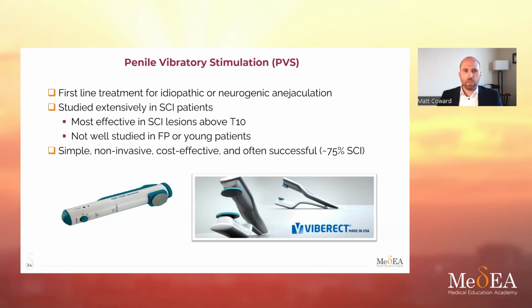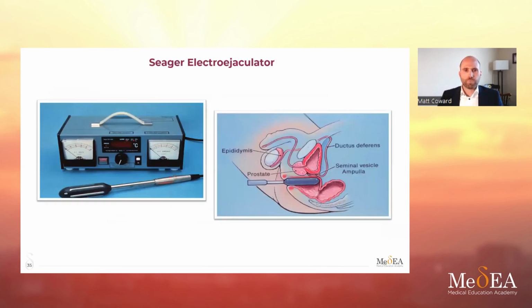It's simple, non-invasive, and cost-effective, and for men with spinal cord injury, it's often successful in about 75% of those men, particularly in men with high spinal cord lesions. For men with lower spinal cord lesions or other patients with neurogenic anejaculation, there's electroejaculation.